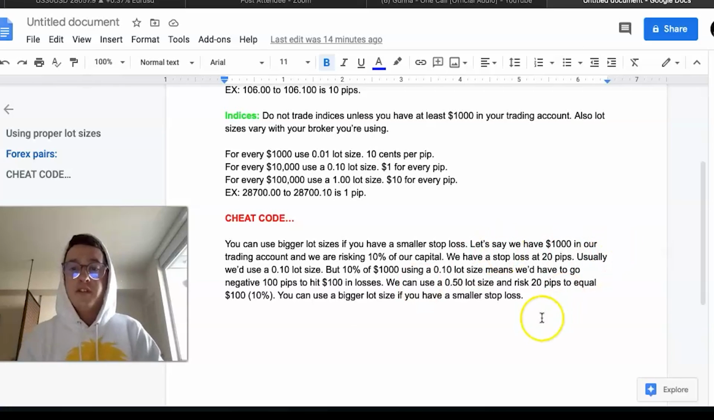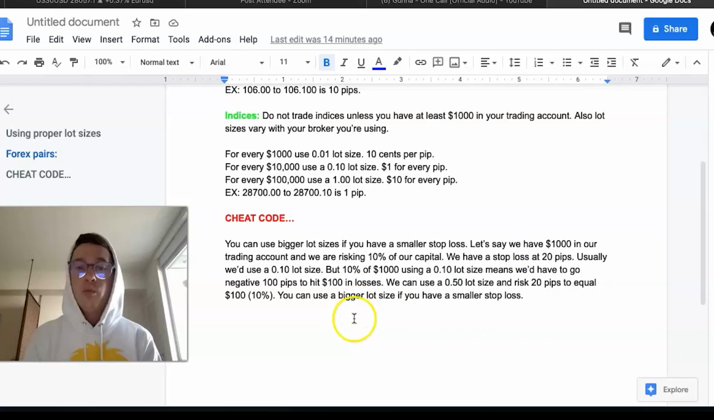Okay. Let's say we have $1,000 in our trading account and we are risking 10% of our capital. Also, most people will tell you risk 2 to 3% of your capital. Like guys, at the end of the day, it's personal preference. We're not financial advisors. I'm not a financial advisor.